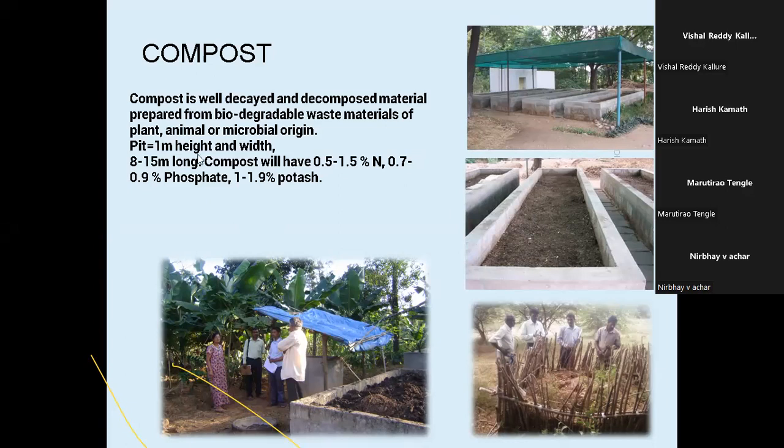If the CN ratio is not maintained, it will take at least 5 to 6 months. If the CN ratio is properly maintained, it will take less than 3 months. Even 40 or 50 days itself, the compost will be ready. So this is the principle of the compost process.